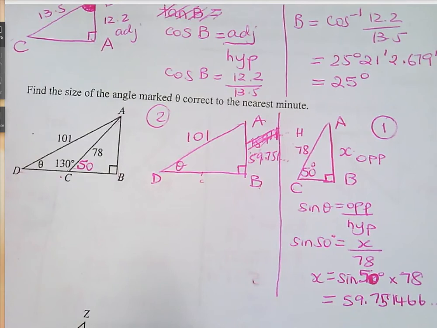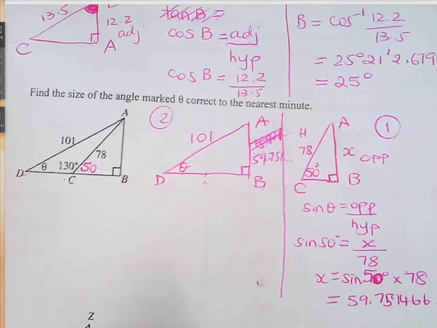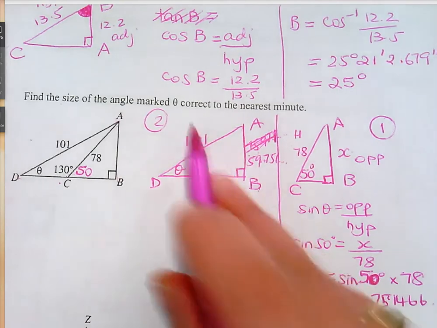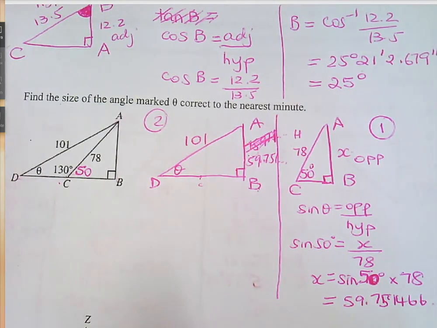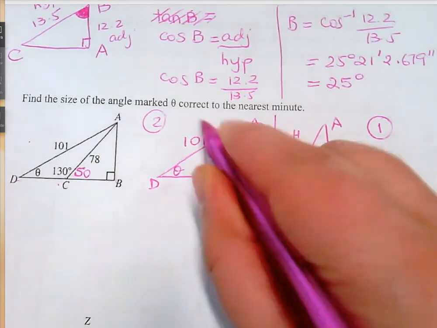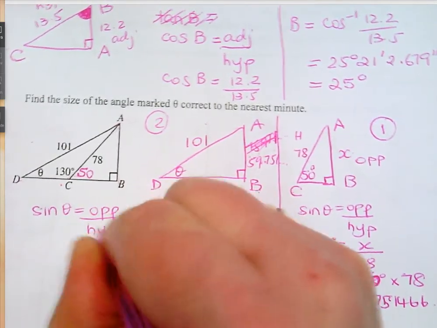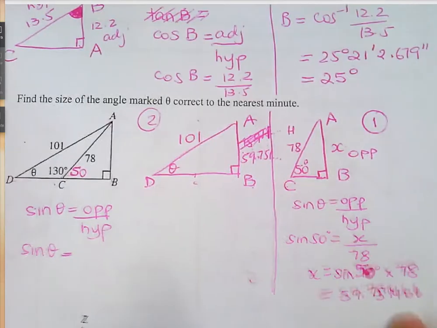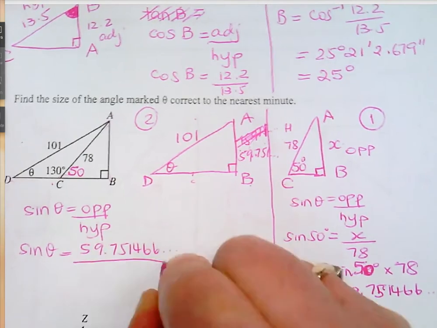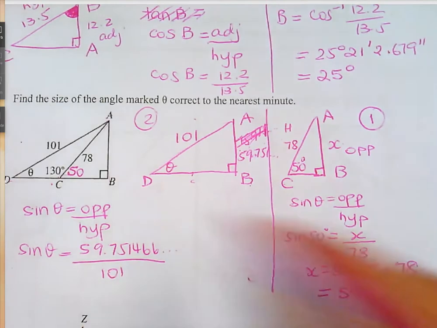Okay. We're on to the second triangle. Do not cancel that out. What are you going to do? For the second triangle, how am I going to work out theta? Sine, cos, or tan? I don't have adjacent, so I've got opposite and hypotenuse. Sine theta is opposite over hypotenuse. Sine theta is that answer which you've still got, 59.751466... over hypotenuse, which is what? 101.